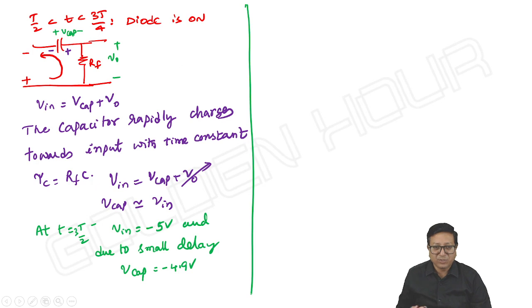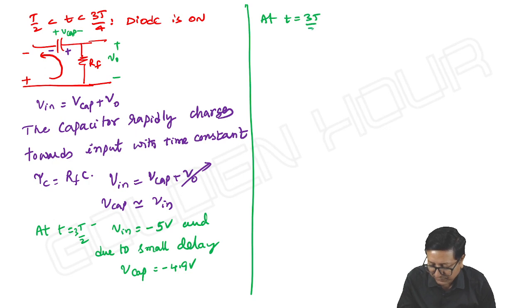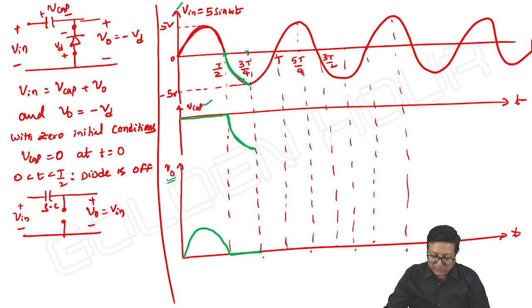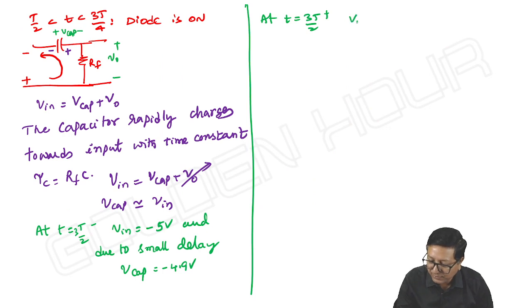Okay. Further, at t is equal to 3T by 2 plus, the input now rises above minus 5. Input has come down to its negative peak. Next, what happens? Input is coming down up to minus 5. After that, it will rise, right? By that time, the capacitor reaches minus 5 volt. V input just rises above minus 5, that is minus 4.9 volt, and V capacitor by that time reaches minus 5 volt.